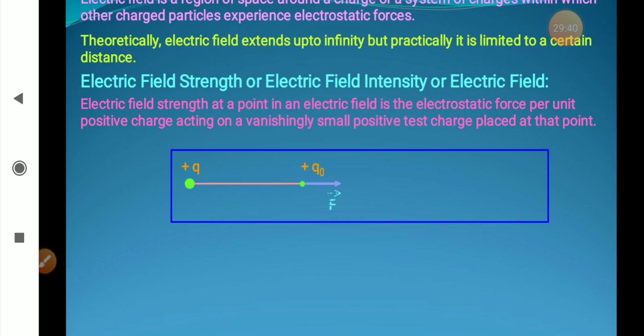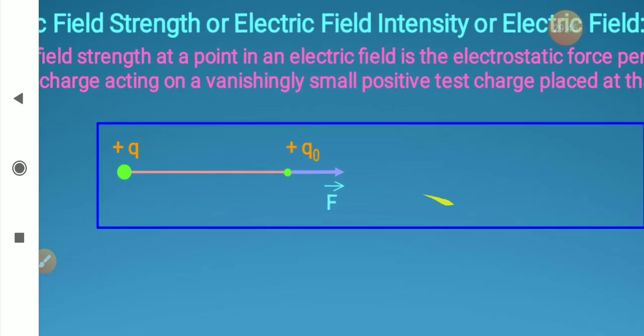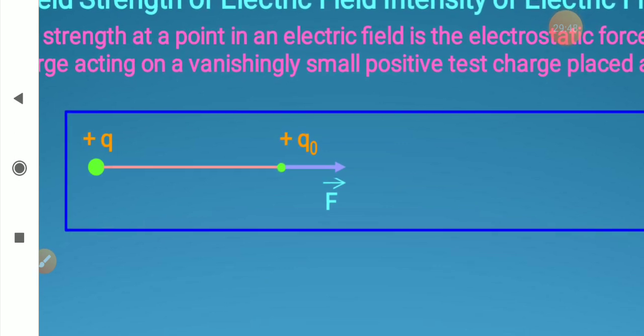See the same diagram. Now if it is a positive charge, this will push this positive test charge away from it. So the direction of force is away from it, and the direction of electric field is also away from it, because by definition the electric field and electric force will be along the same direction. So electric field is directed away from a positive charge.